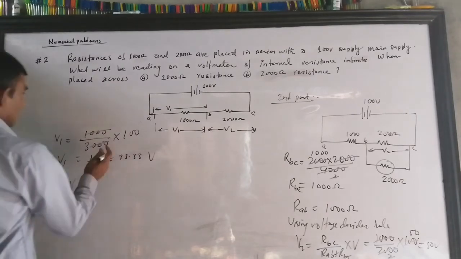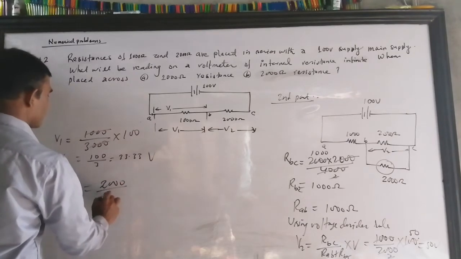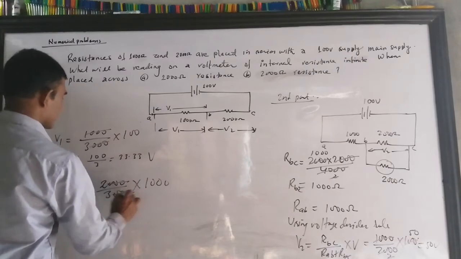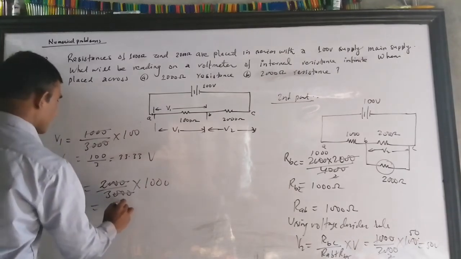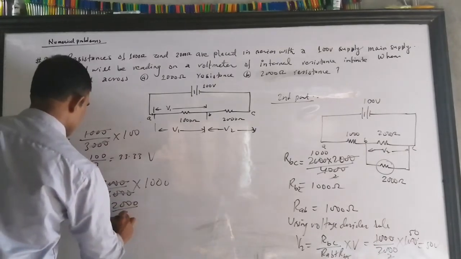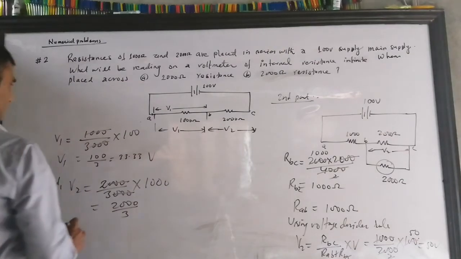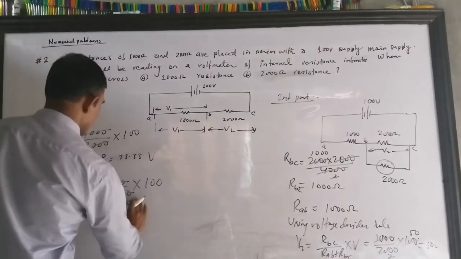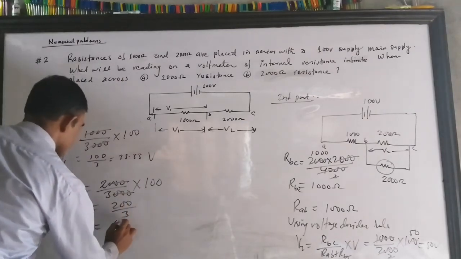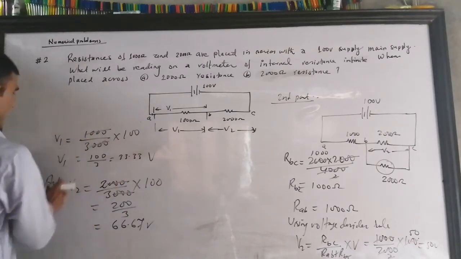V2 you can do in the same style. This time this is 2000 out of total 3000, and total voltage is 100. Solve it, and so you got 200 divided by 3, and so 6 3 is 18, 66.67 volt.